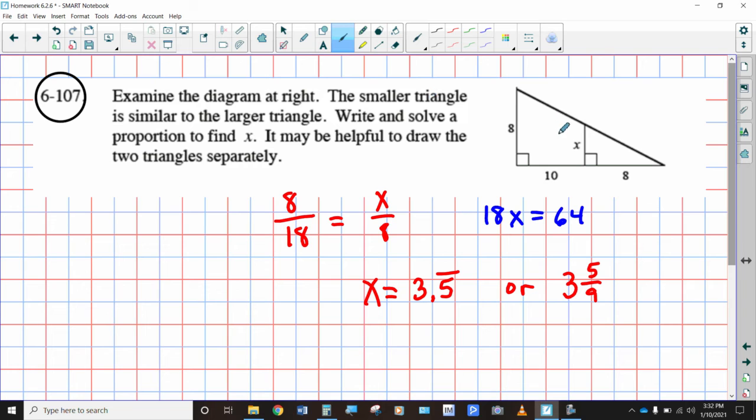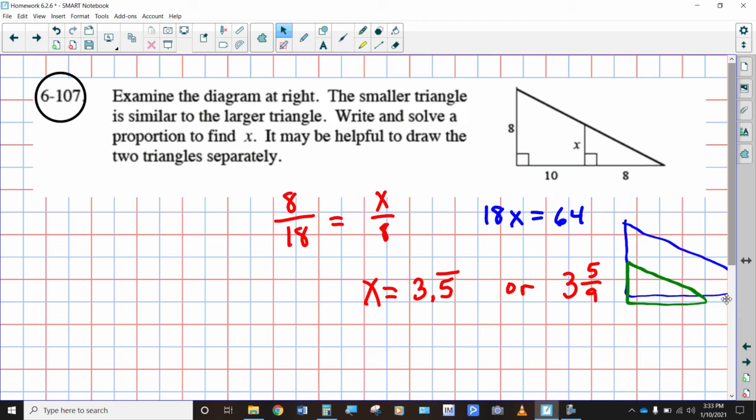Examine the diagram at the right. The smaller triangle is similar to the larger one. So this is the larger triangle. This is the smaller triangle. They are similar to each other, right? You see that, how they're similar to each other?